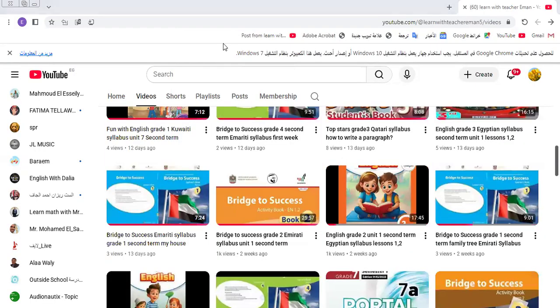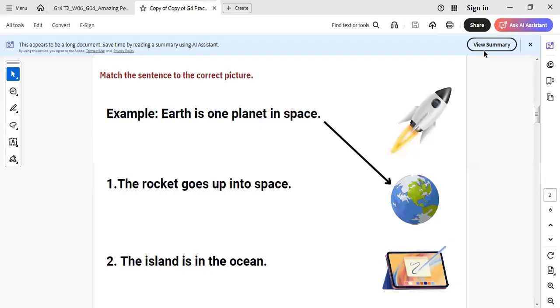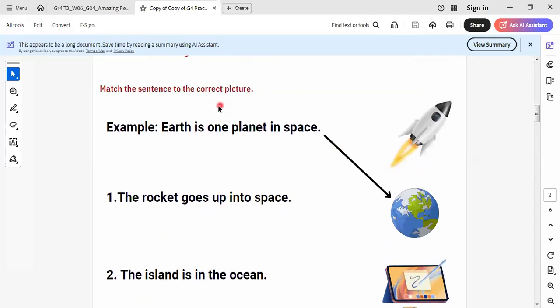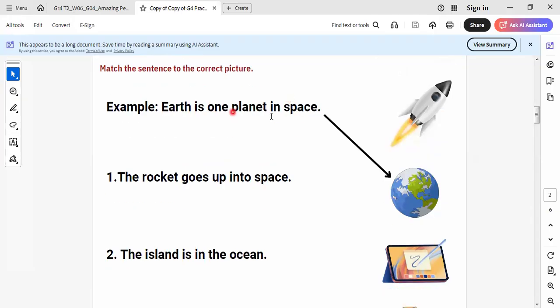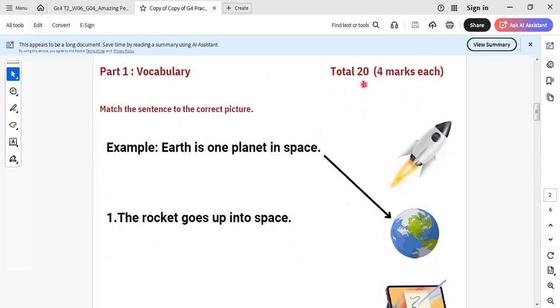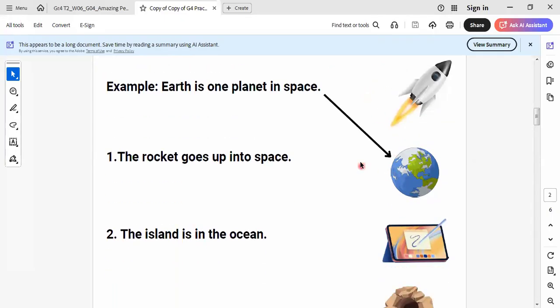Let's go to the final review today. Today we have a final review on what we learned during this term, preparing for the final exam. Here in this sentence is a question called match the sentence to the correct picture. In the exam, we have a question about vocab. This question is matching. This question is 4 marks from 20, the total marks of your exam test.